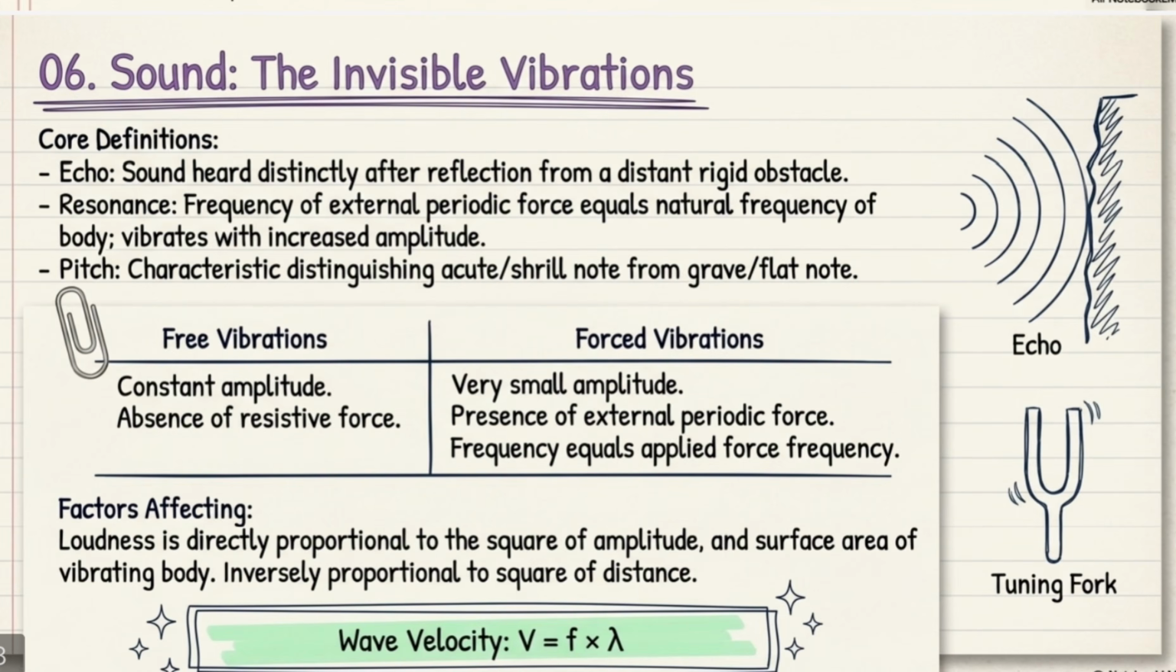Number 6. Sound, echo and resonance. Sound waves are mechanical longitudinal waves. They require a material medium to travel. An echo is the reflection of sound from a distant surface. For a person to hear an echo clearly, the obstacle must be at least 17 meters away. The distance of the obstacle can be calculated using the formula distance equals velocity into time divided by 2. Another interesting phenomenon is resonance. Resonance occurs when the frequency of an external force matches the natural frequency of an object. When this happens, the amplitude of vibration becomes very large.